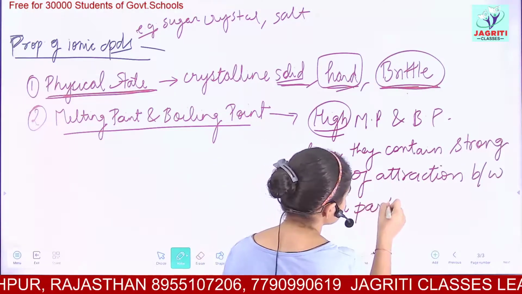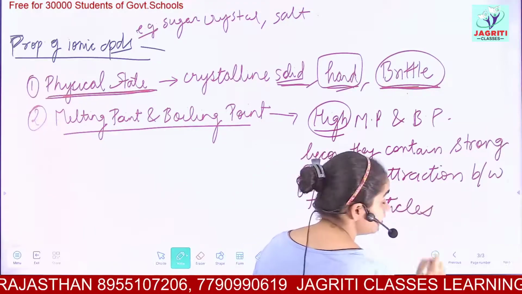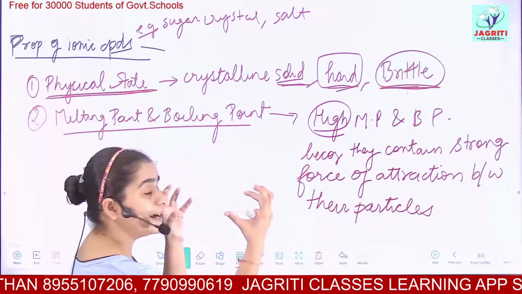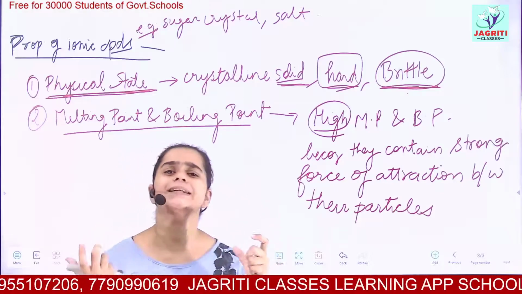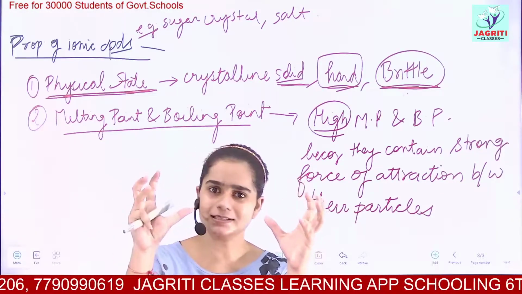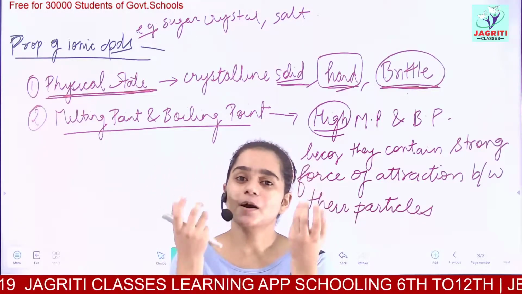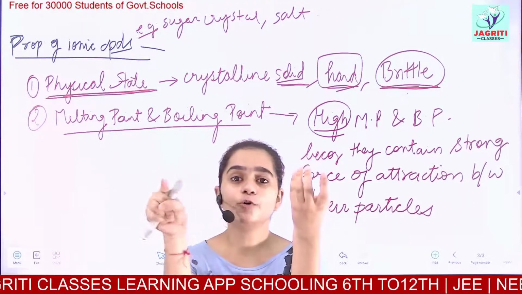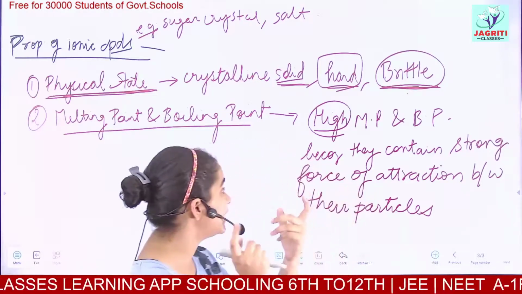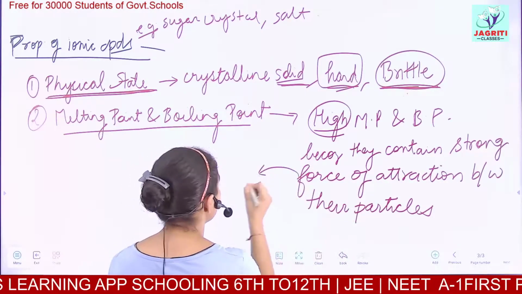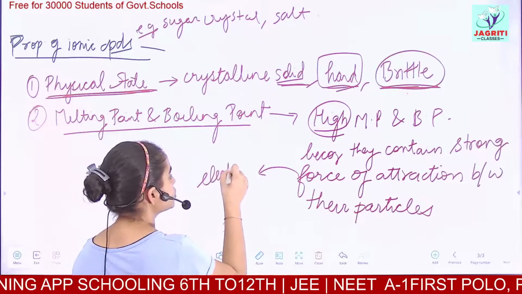And this force is also given a name. The force present between particles of ionic compounds. What are the particles of an ionic compound? Ions. So the force present between two ions. In a compound we have two ions, and the force present between two ions is very strong in nature, and this force is known as electrostatic force.